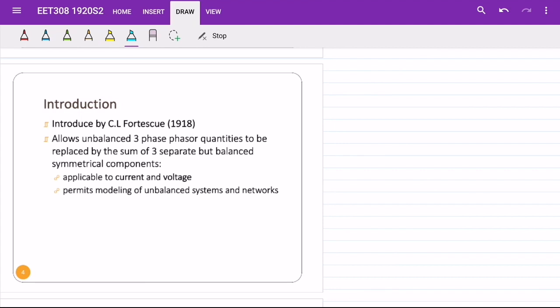Symmetrical component method was introduced by C.L. Fortescue in 1918. This method allows unbalanced three-phase phasor quantities to be replaced by the sum of three separate but balanced symmetrical components. This technique is applicable to current and voltage analysis, and it permits modeling of unbalanced systems and networks.